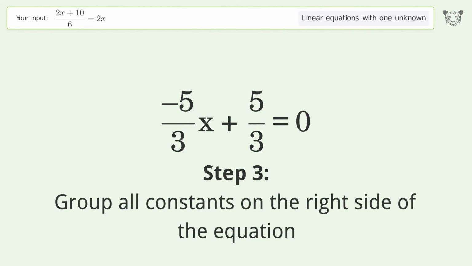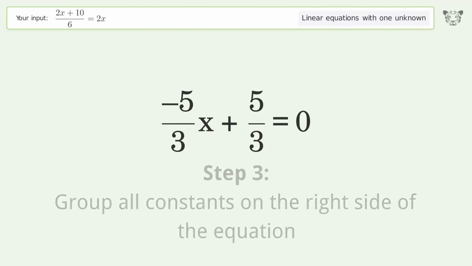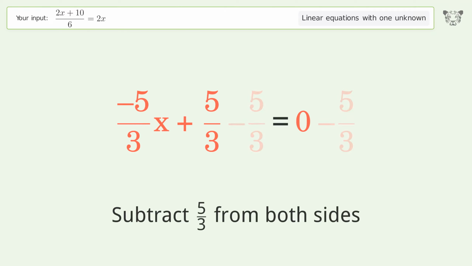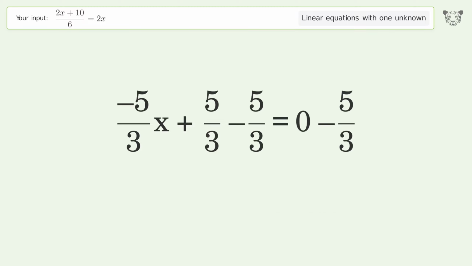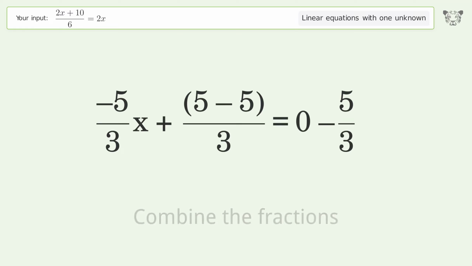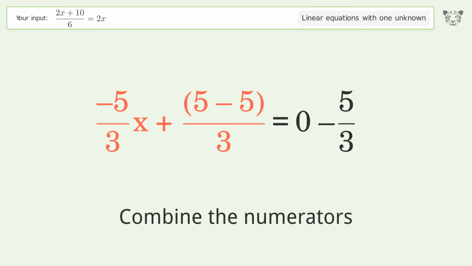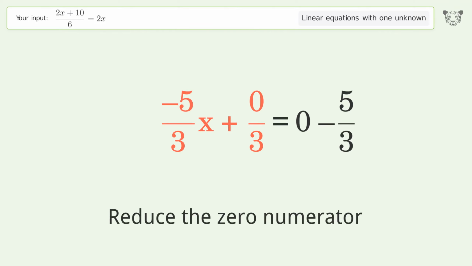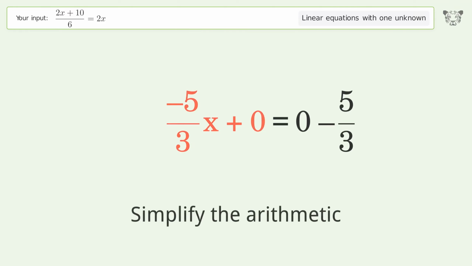Group all constants on the right side of the equation. Subtract 5/3 from both sides. Combine the fractions. Combine the numerators. Reduce the zero numerator. Simplify the arithmetic.